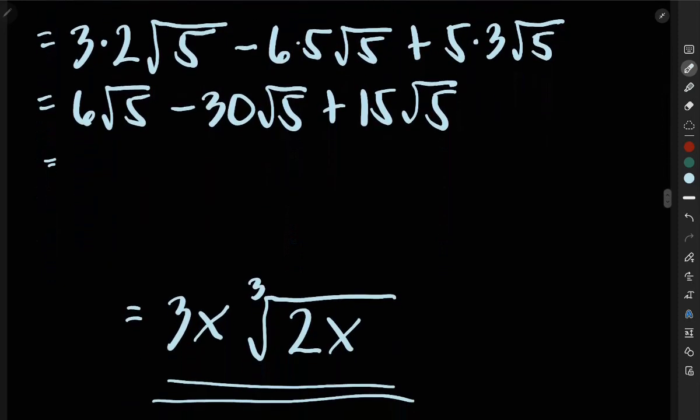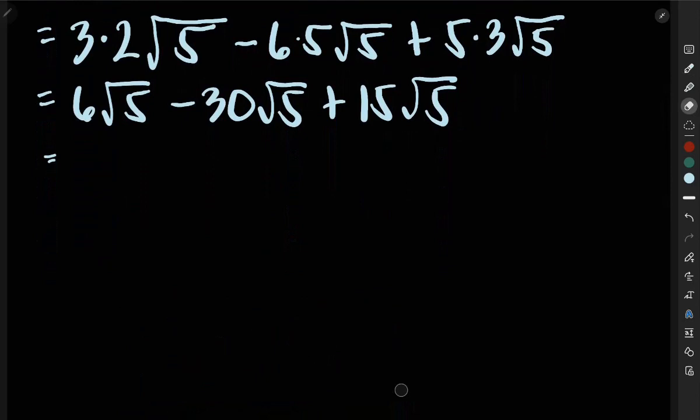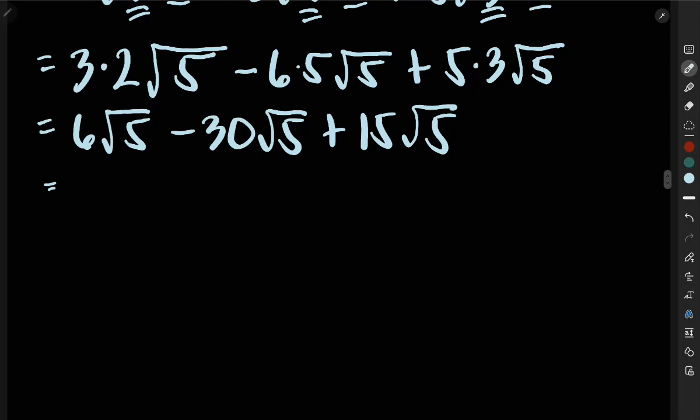So after that, since it's all the same radicals, it's square root of 5, what you're going to do is just combine these numbers at the side of the radicals. So combine that 6 minus 30, that is negative 24. Then copy the square root of 5.